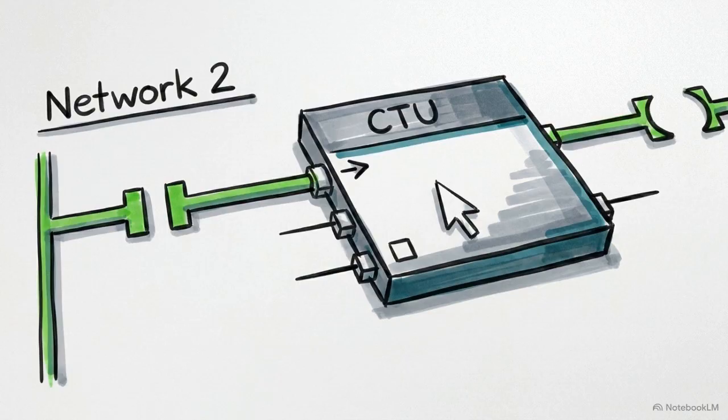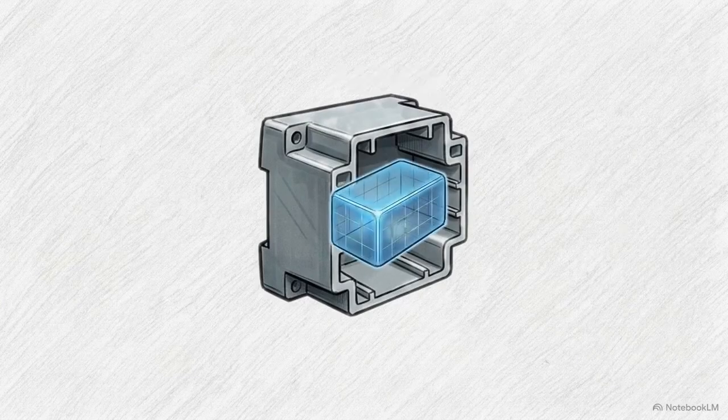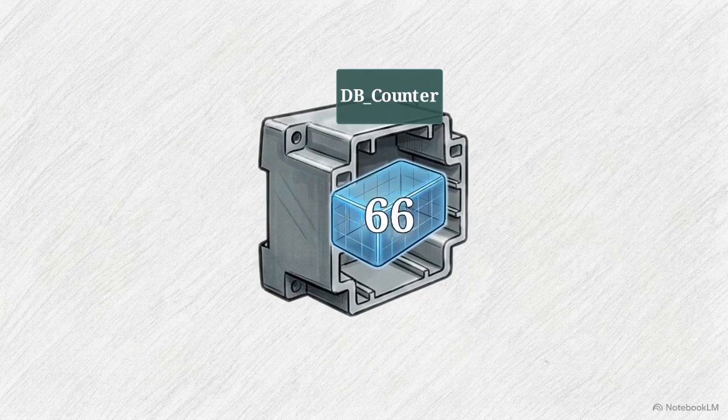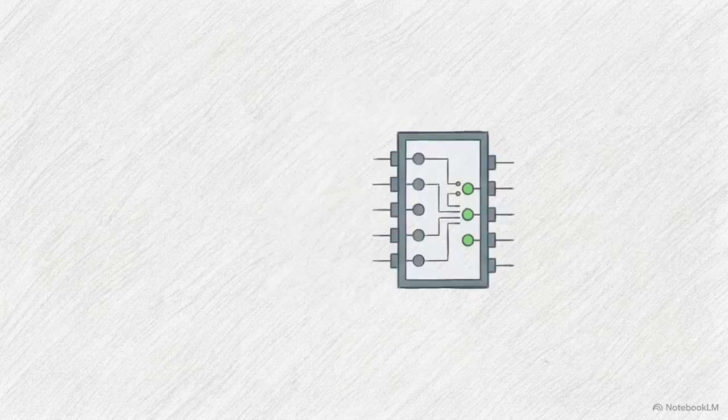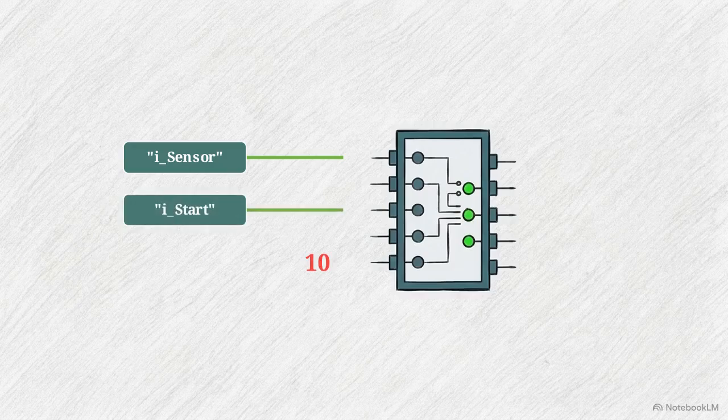Let's move down to Network 2. Find the instructions pane and drag a count up block, or CTU, onto the rung. TIA Portal will immediately prompt you to create a single instance data block. This is expected behavior. The PLC needs this dedicated space to store the live count data as the sequence runs. We map the item sensor tag directly to the count up pin and lock the value 10 into the preset value pin. To clear old data, we connect our start button tag to the reset pin.